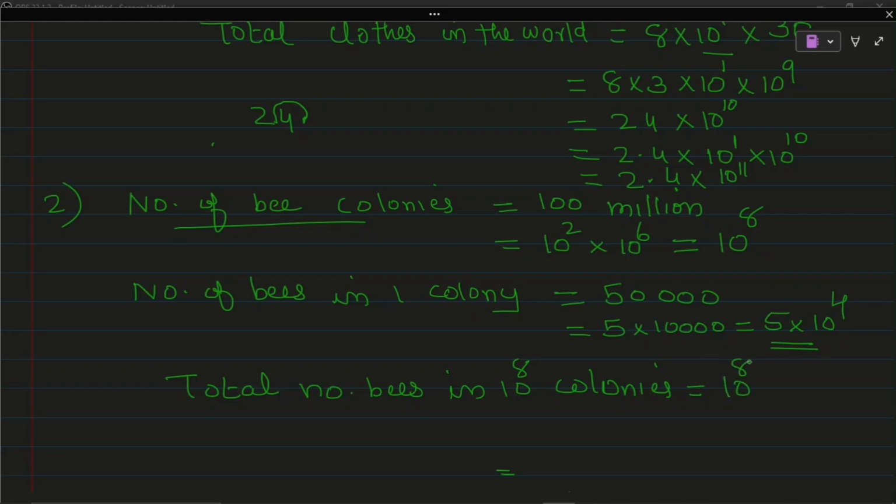So 10 raised to 8 multiplied with 5 into 10 raised to 4, this becomes 5 into 10 raised to 8 multiplied with 10 raised to 4, which is 10 raised to 12. So total number of bees in 100 million colonies is 5 into 10 raised to 12. That is the final answer.